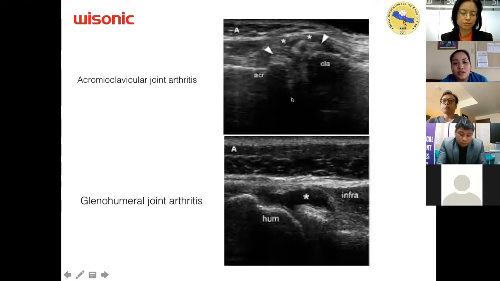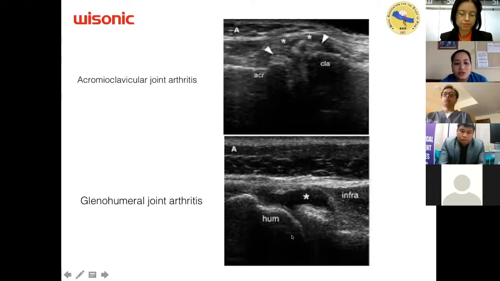Another picture showing acromioclavicular joint arthritis. So this is the clavicular end, this is the acromial end. You can see that there are osteophytes and the joint space is reduced and distorted, confirming the diagnosis of acromioclavicular joint arthritis.